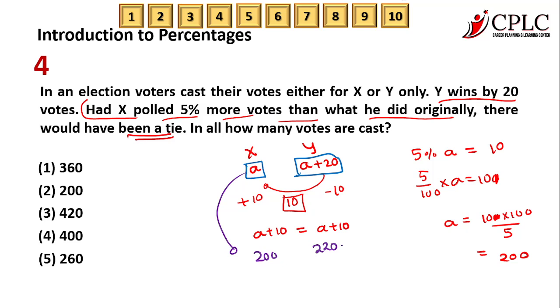If 10 votes had shifted from Y to X, there would have been a tie. But the question is not how many votes any one of them has got. The question is, in all, how many votes are cast? That is the total votes they are asking. So obviously, we'll have to add them up, which is going to be, I think, 420, which is answer option 3, according to my calculations.